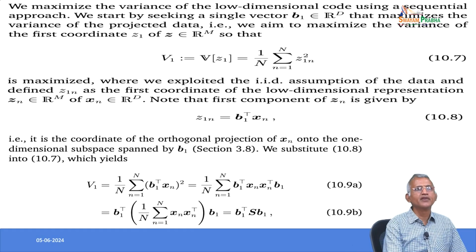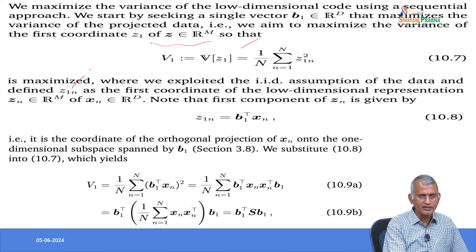So, we maximize the variance of the low dimensional code using the sequential approach. Now, we start with a single vector B1 in R^D that maximizes the variance of the projected data. So, we aim to maximize the variance of the first coordinate Z1 of Z in R^n, so that V1 equal to V of Z1 equal to 1 by n into summation n equal to 1 to n Zn square is maximized. We exploited the IID assumption of the data and defined Z1n as the first coordinate of the low dimensional representation Zn in R^n of xn.